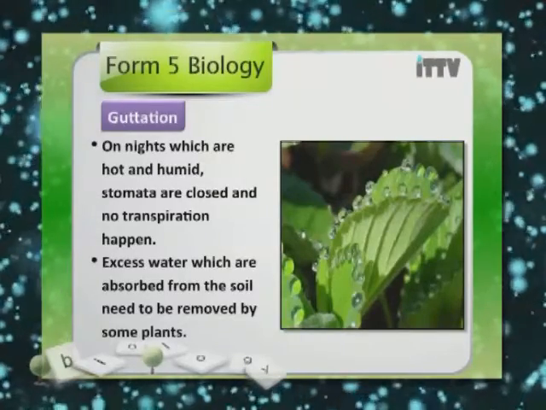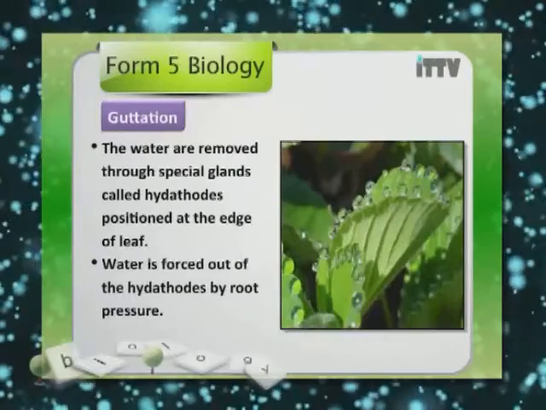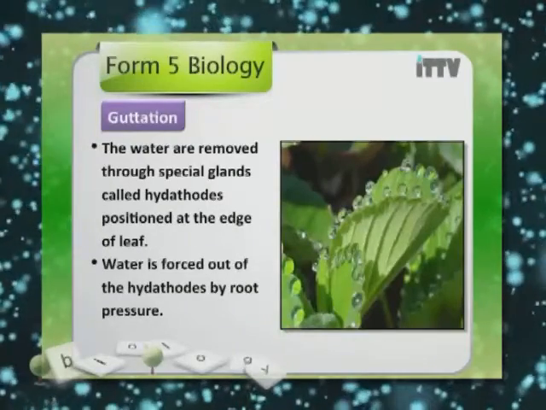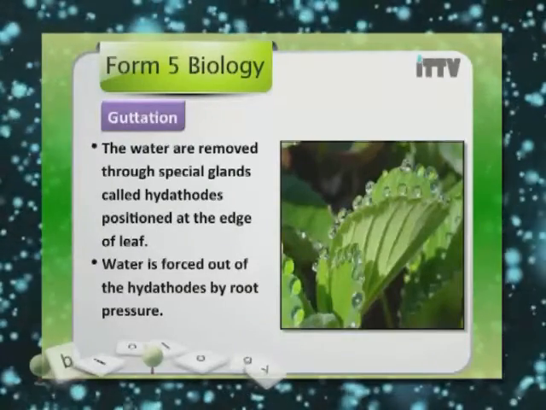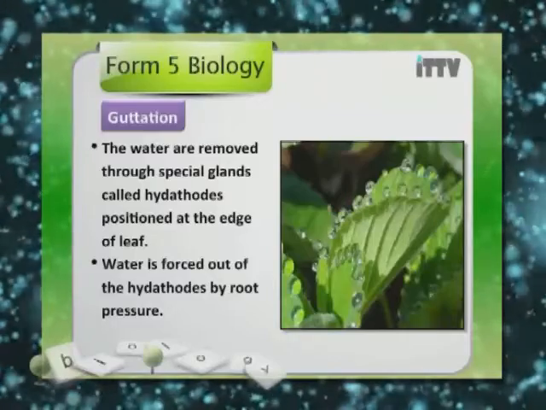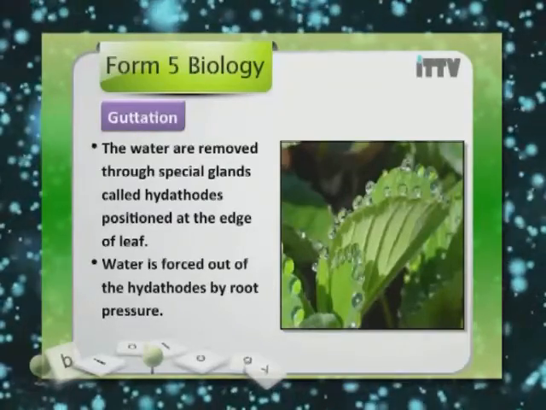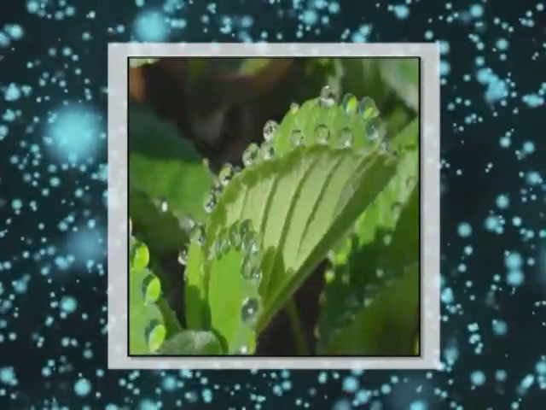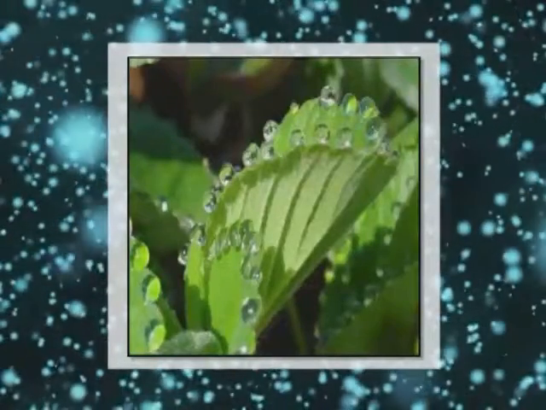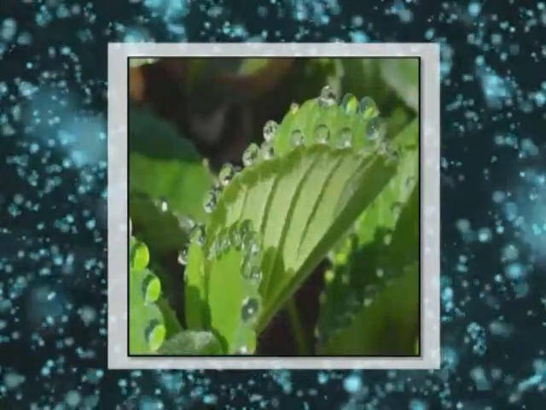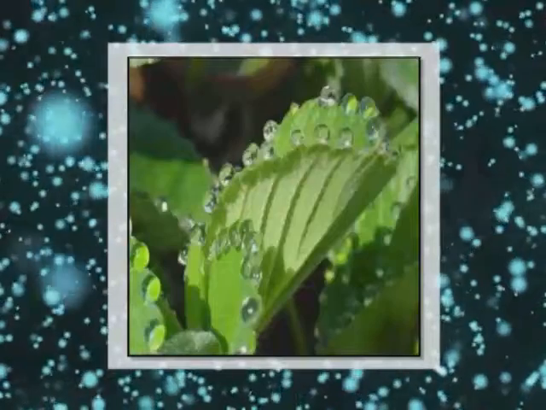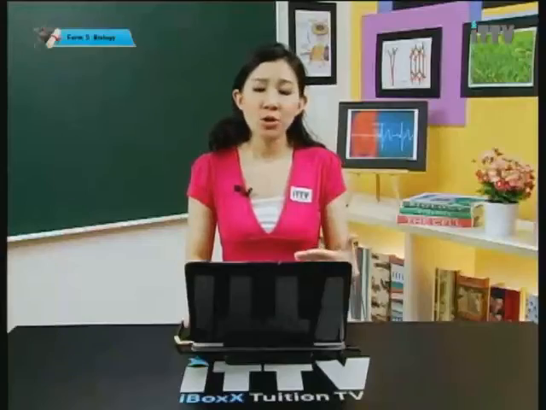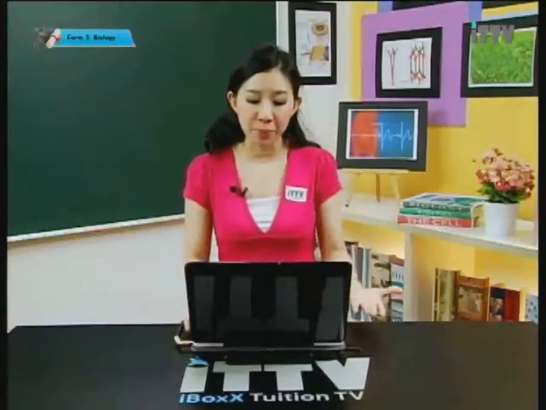So how is the water going to be removed? The water will be removed through special glands called hydathodes positioned at the edge of the leaf. Water is forced out of the hydathodes by root pressure. If you refer to the diagram, it's a very nice picture whereby water molecules are forced out of the hydathodes by root pressure because excess water has to be lost in some way.